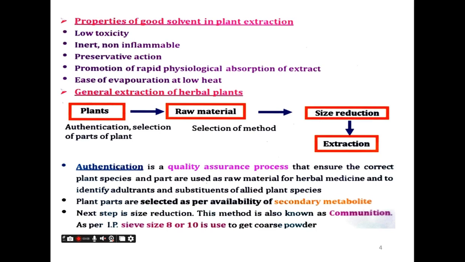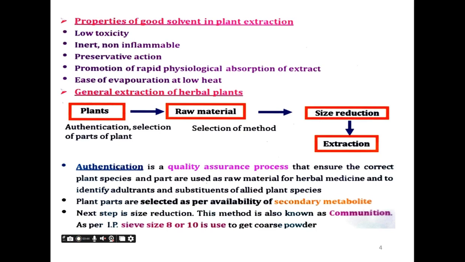Then promotion of rapid physiological absorption of the extract. The menstruum we use should have rapid absorption and penetration action. Suppose we take a crude drug and put it in the solvent; the selection of the solvent depends on how much penetration and absorption there will be. Then ease of evaporation at low heat, so at room temperature it should evaporate fast. These are some properties for the selection of a good solvent.